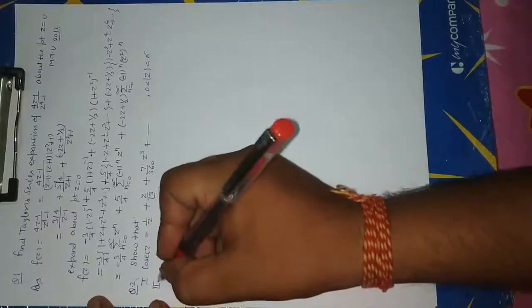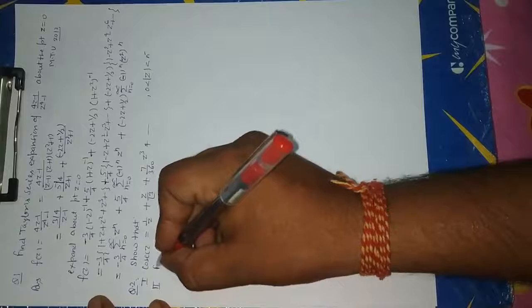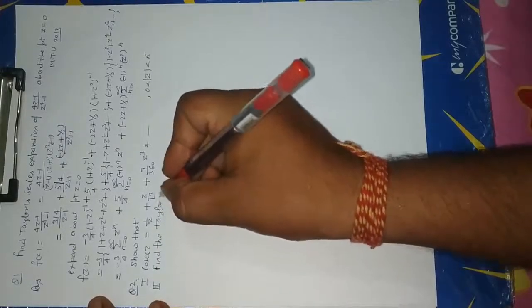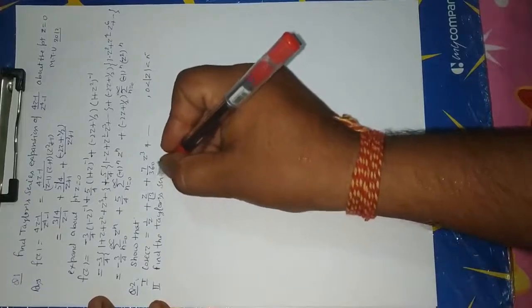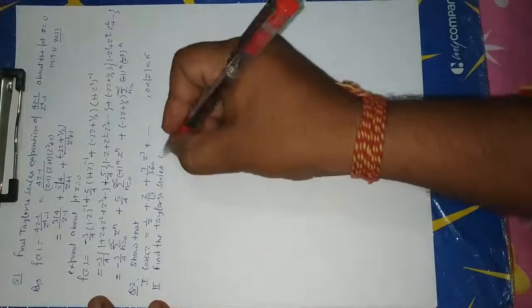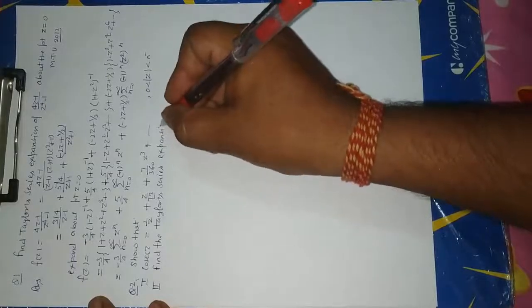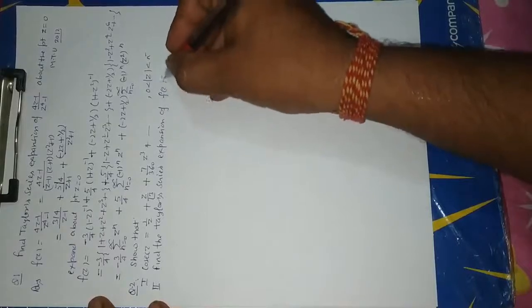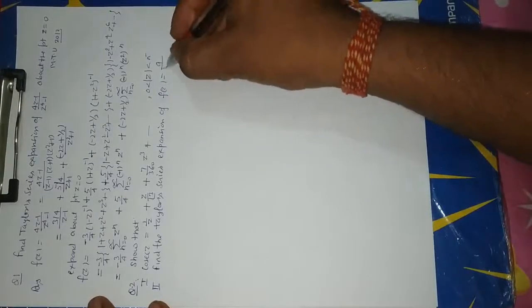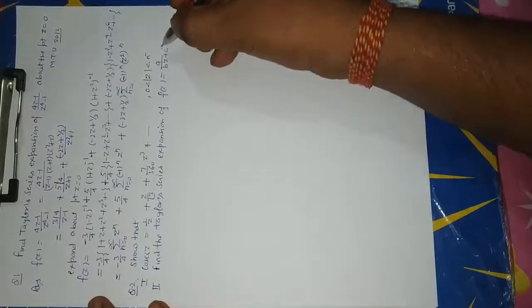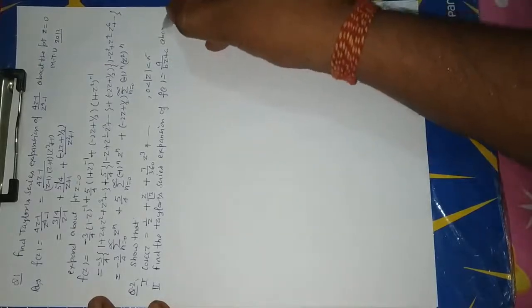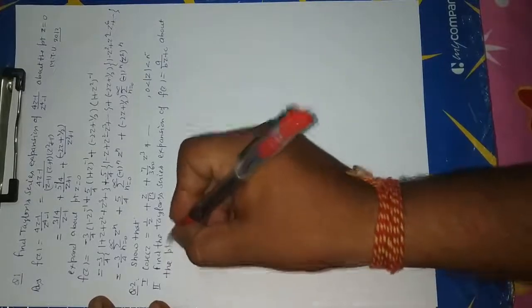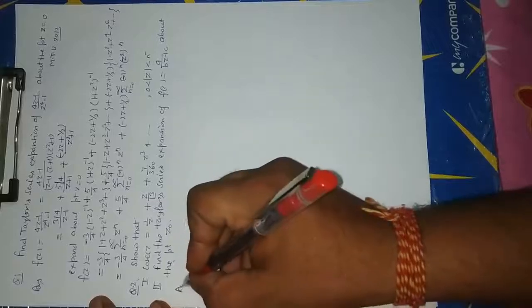Now second part, find the Taylor series expansion of f(z) equal to a upon (bz plus c) about the point z0. Okay.